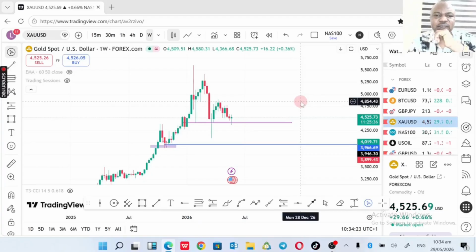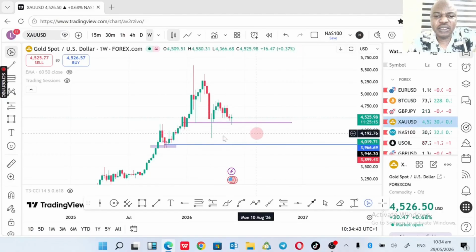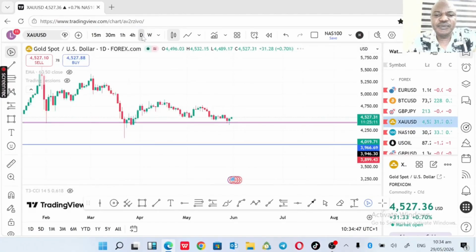On the other side, we look at this topic. The strategy I'm going to be using is called top-down analysis for gold. Top-down analysis for gold, how you can trade gold effectively. So now from our weekly, we can see that it's showing a massive reversal 1 2 3. So let's check what the daily is giving us.